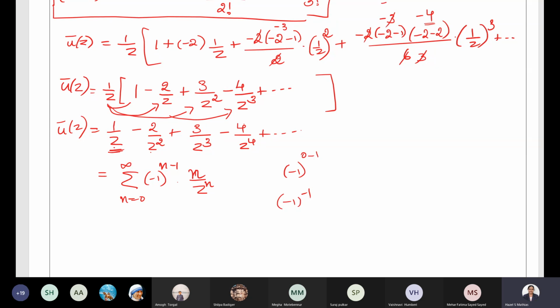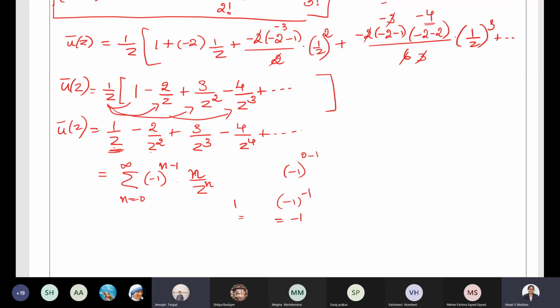Can we put that? When n equal to 0, minus 1 power 0 minus 1, minus 1 power minus 1, which is what? 1 by minus 1, which is minus 1 only. But we want positive over here. Even this doesn't work.